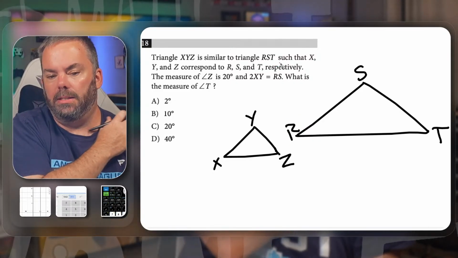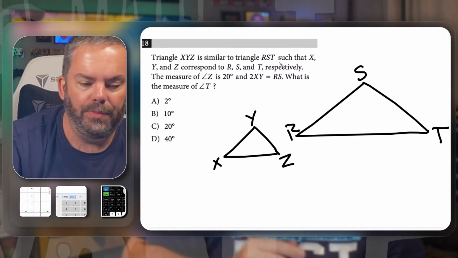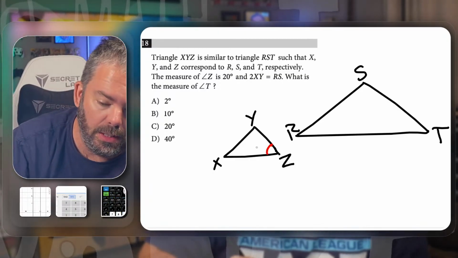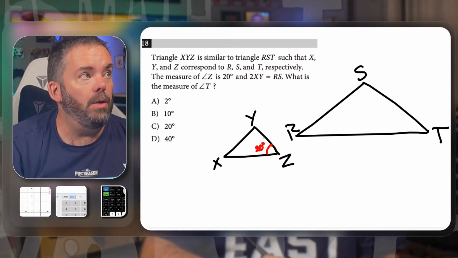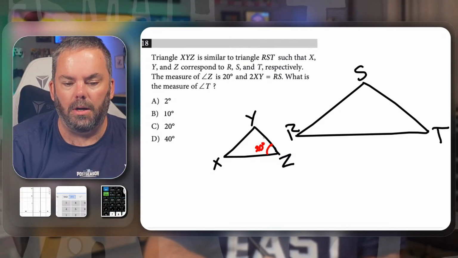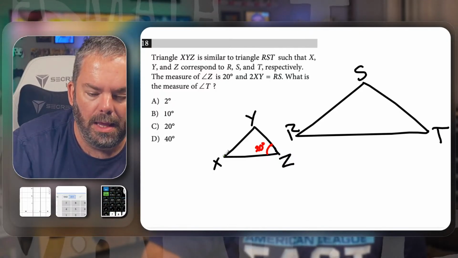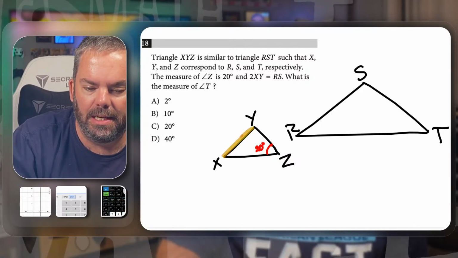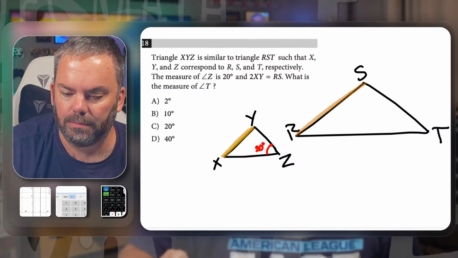Now let's take a look here. What else do they tell us? The measure of angle Z is 20 degrees. I'm going to label that, angle Z, 20 degrees. Boom, right there. And what else do they say? They say 2XY equals RS. Let me tell you what that means. This distance here, XY, times 2 is this distance here.